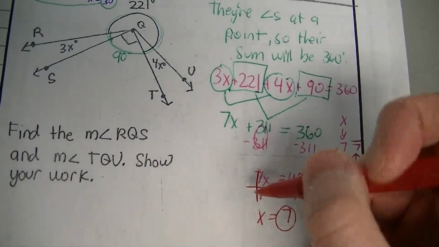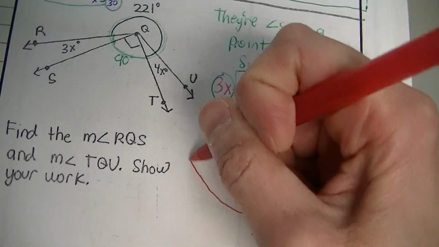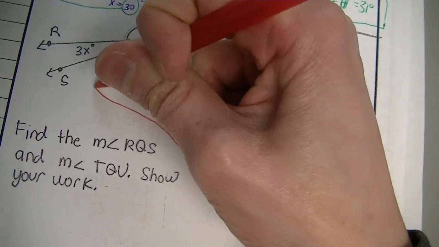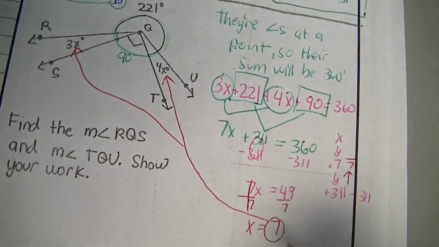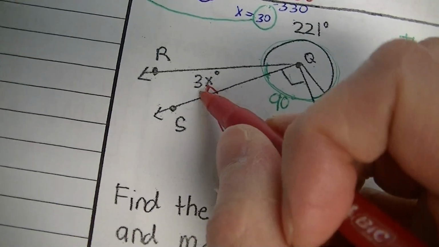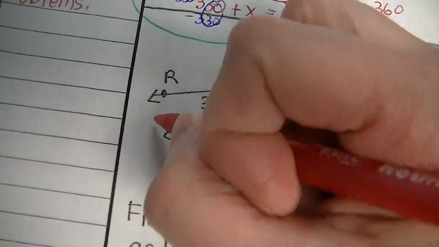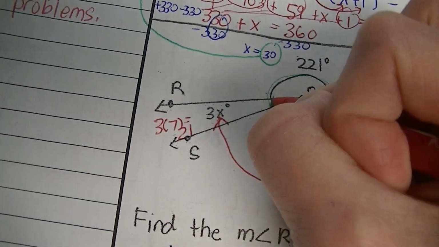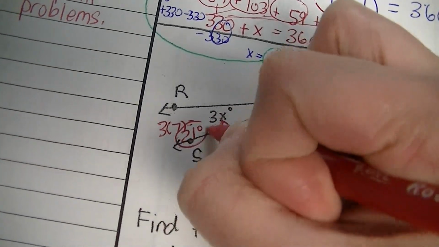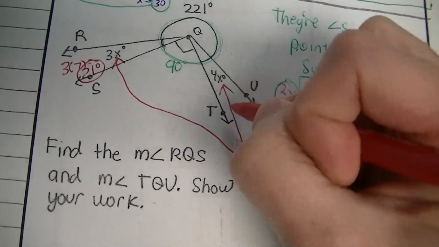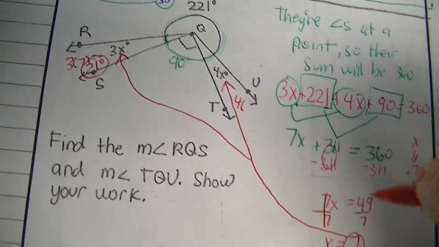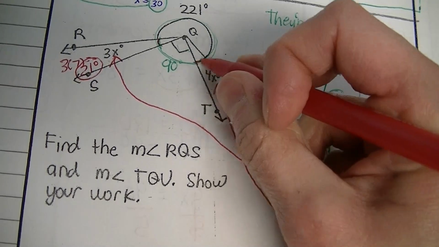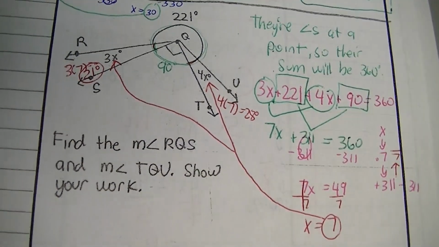Take this value and substitute it back into the diagram wherever you see the variable of x, because that's the value of x, it's 7. So right here, I have to go 3 times x, which is 3 times 7, which is 21. This angle right here is 21 degrees, and I'm going to circle it. And then right here, I have to go 4 times 7, which is 28. So this angle right here has a measurement of 28 degrees, okay?